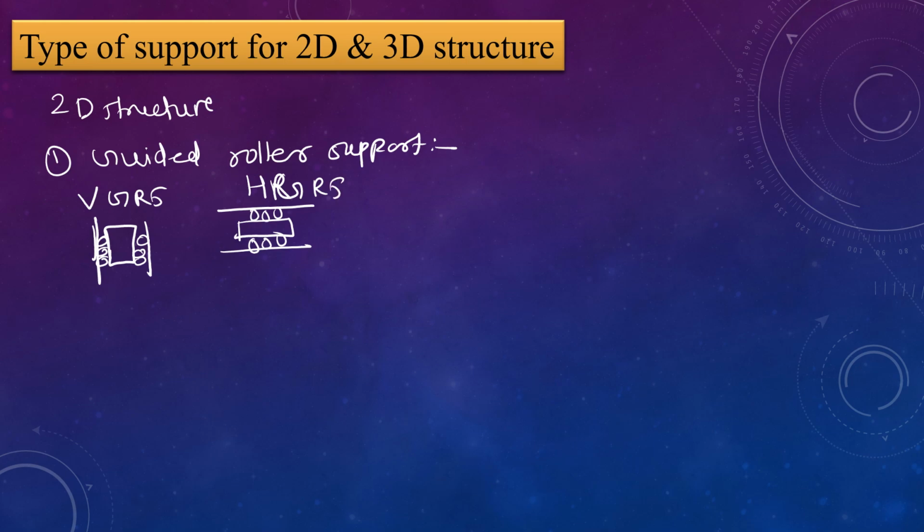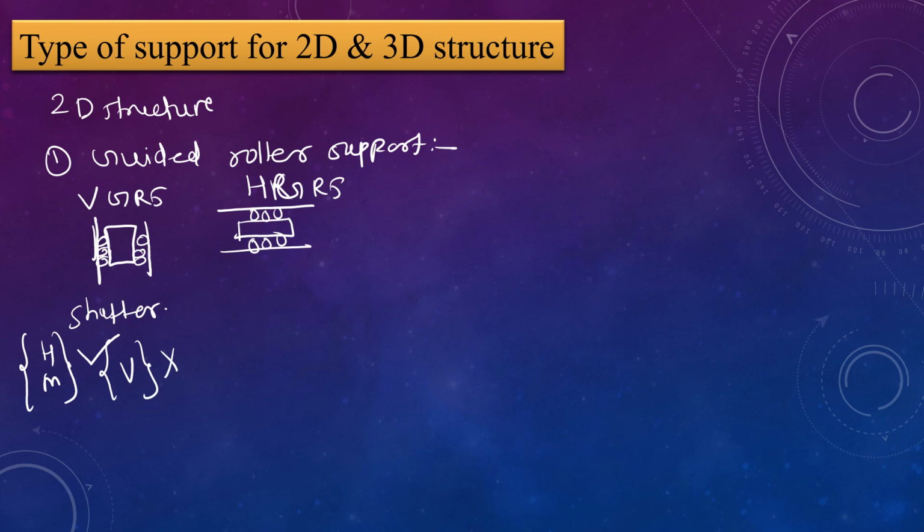So an example of vertical guided roller support is the shutter of stores. This support is allowed to move in a vertical direction, which means the vertical reaction is not present here, because movement is allowed. And for horizontal movement and rotation there is restriction, so these two reactions are present here. So this is the kind of reactions that act on this vertical guided roller support.